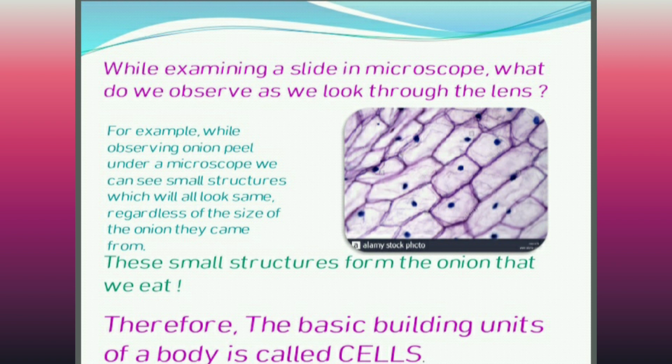Basically, we all know what a microscope is. While examining a slide under a microscope, what do we see through the lenses? For this, we'll perform an experiment where we'll take an onion peel, stain it and observe it under a microscope. We will find small structures of tiny compartments regardless of the size of onions they came from. These small structures are actually the cells of the onions we eat. So therefore we can conclude that the basic building units of a body are called cells.